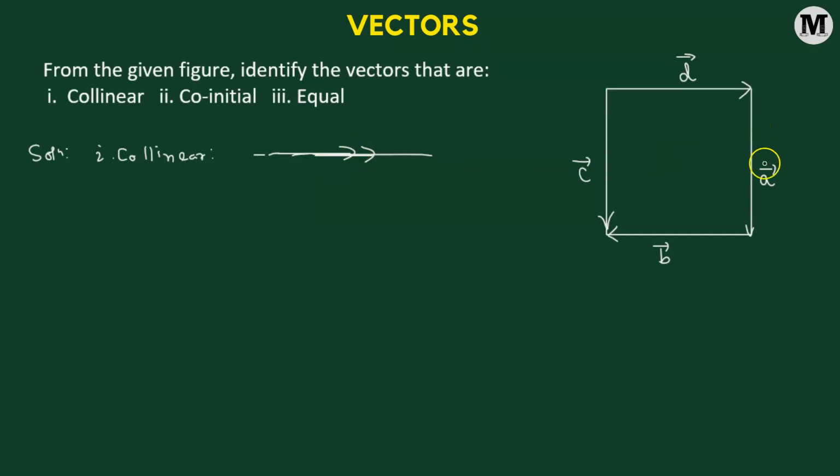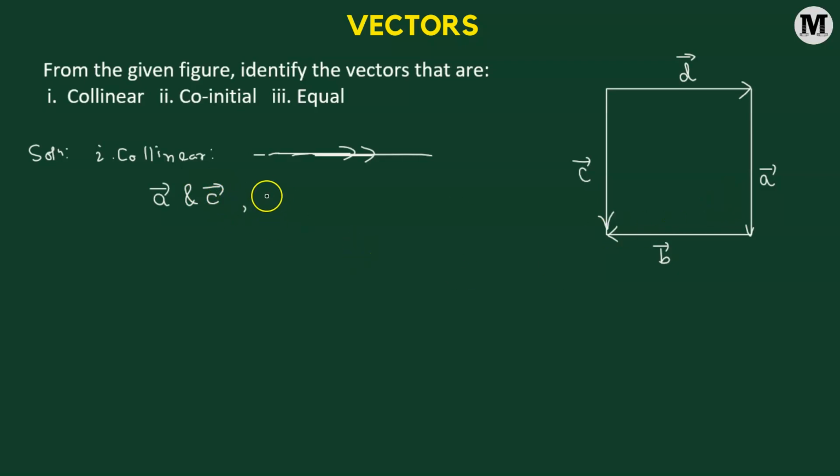Now from this particular diagram, we see vector A and vector C are going to be collinear because they're parallel to each other. That means if we displace vector C and place it on top of A, they're going to pass through one common line. That means they are going to have the common parallel stand. So here we can say that vector A and vector C are collinear vectors.